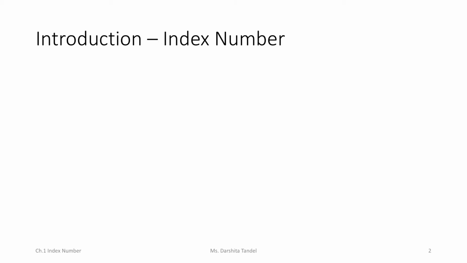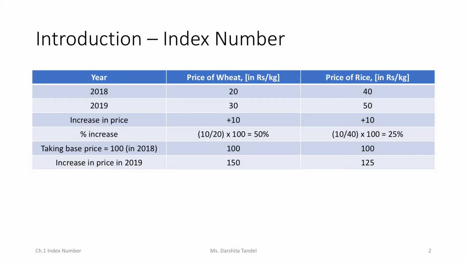Hello. Now first of all we will see the introduction of index number. In this table, the price of wheat and the price of rice according to the years 2018 and 2019 is given. In 2018, the price of wheat is rupees 20 per kg and the price of rice is rupees 40 per kg. In 2019, the price of wheat is rupees 30 per kg and the price of rice is rupees 50 per kg.